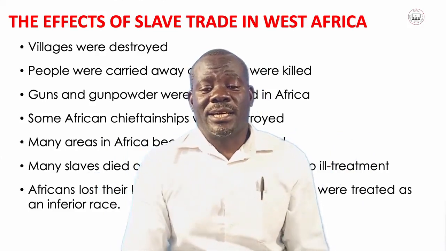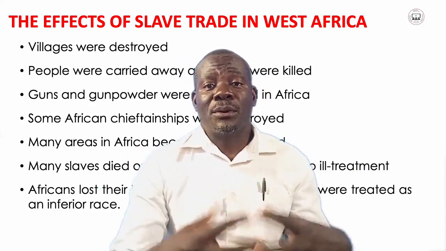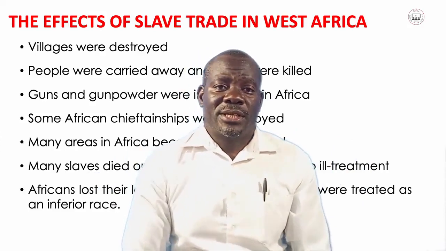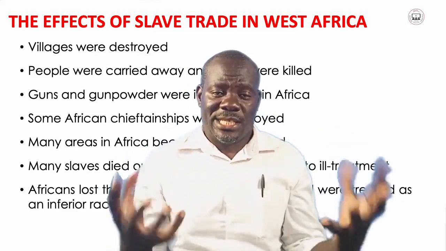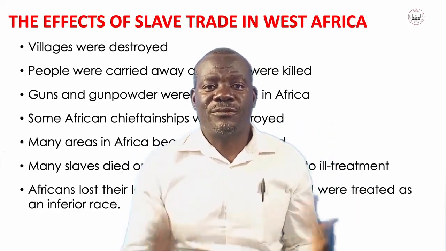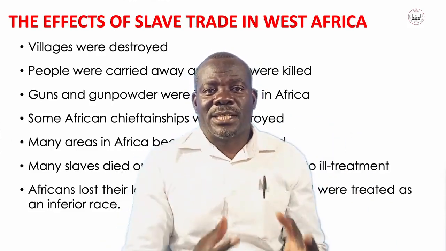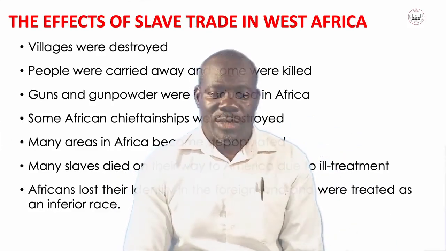Having looked at that, now let us look at the abolition of slave trade. Abolition means to end something. So how did slave trade come to an end? Let us look at the factors that led to the end of slavery.